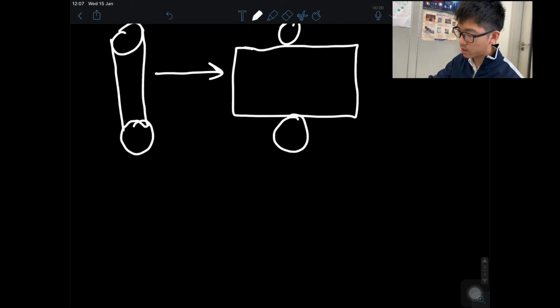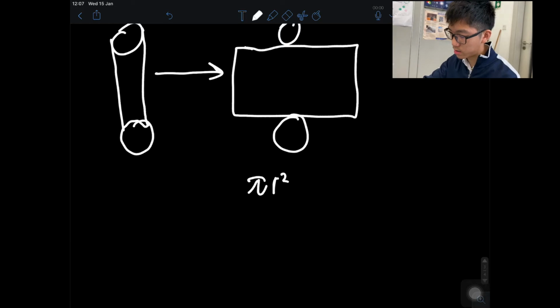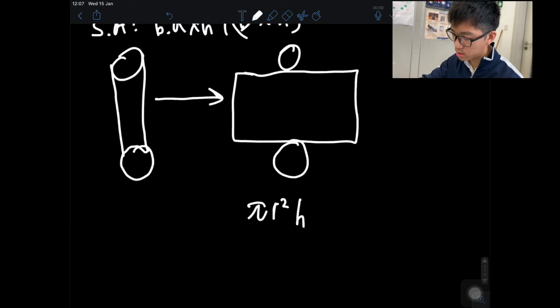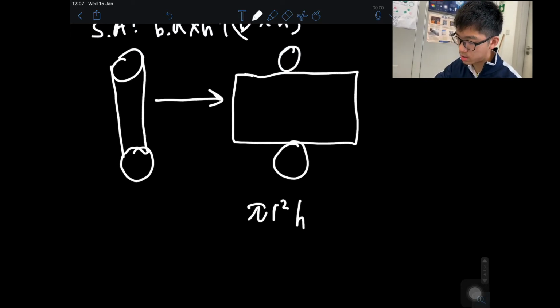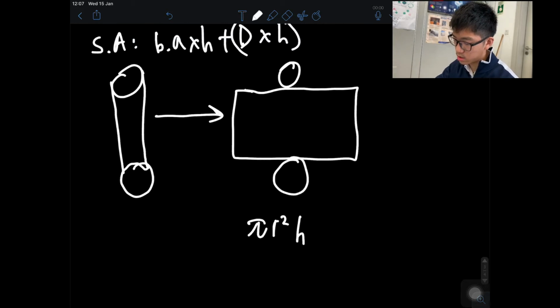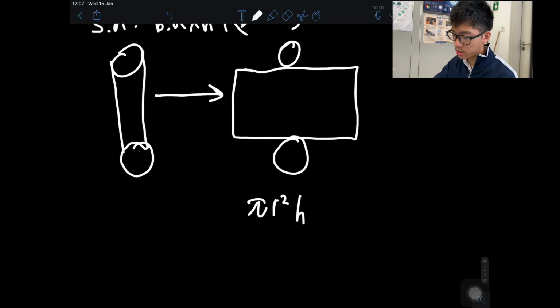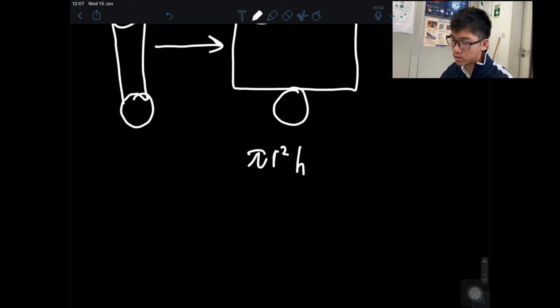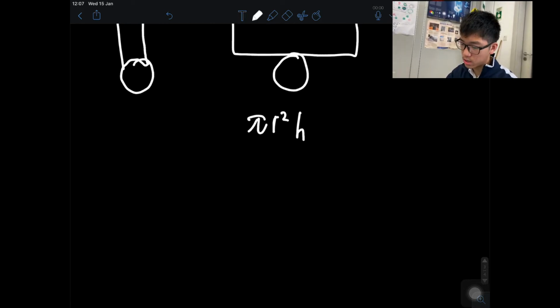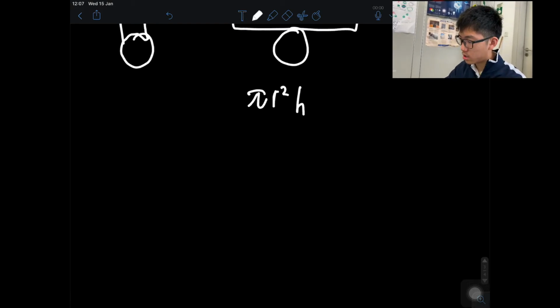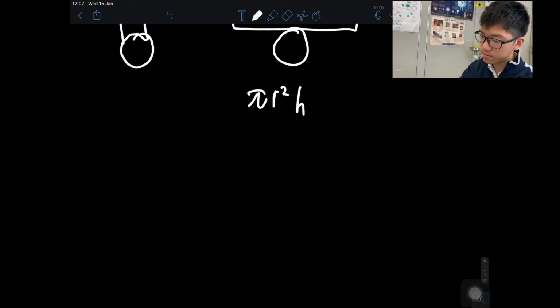So to find the volume, we first need to get pi r squared multiplied by the height, because pi r squared, of course, is the area of the circle, and if we multiply by the height, we have unlimited layers of circle, which represents the height of the cylinder or of the prism that you're trying to find.